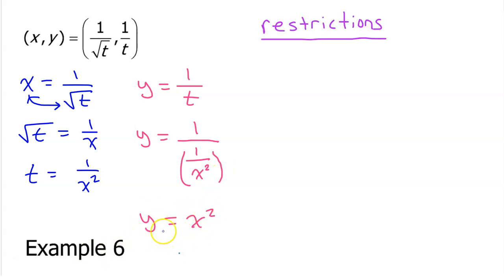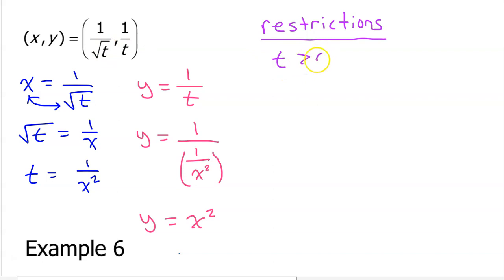But that is a whole parabola. That's the parent function for a parabola. So where do the restrictions come in? Notice that t is under a radical and in the denominator. This tells us that t has to be greater than 0. T cannot equal 0 because then we would be dividing by 0, and that's not allowed. And we can't take the square root of a negative number, so t has to be greater than 0.